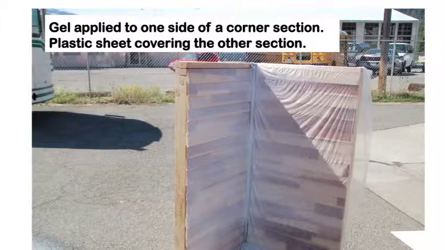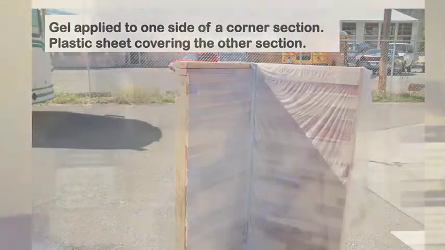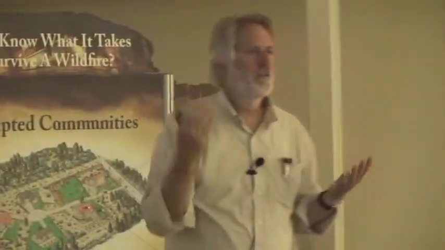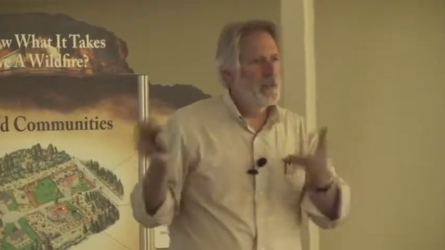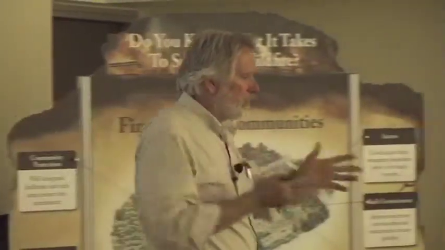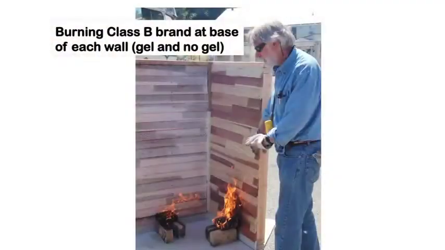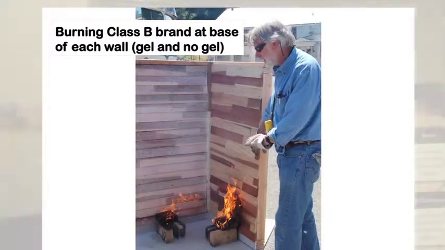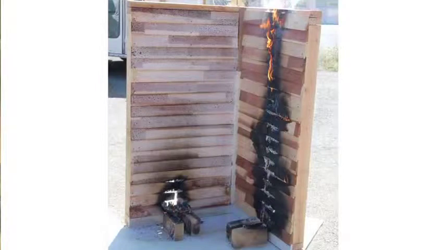The left-hand panel had a gel applied by the distributor, and then plastic wrap covered the non-applied side so that no gel hit it. And then we did this early on, and a few hours later, we did this test that you're going to see. So in order to do the test, the plastic came off, and then a burning one of these brands went at the base of each wall. So here we are sort of during it. Class B brand, gel-coated wall, non-gel-coated wall.